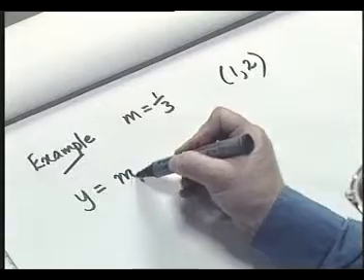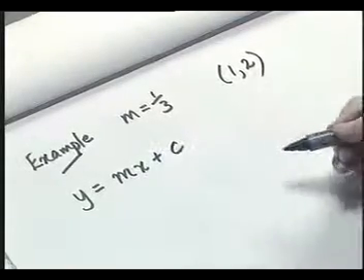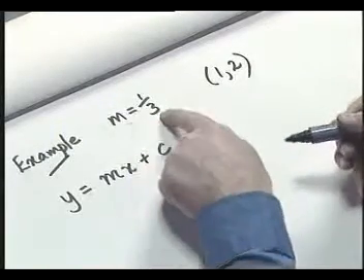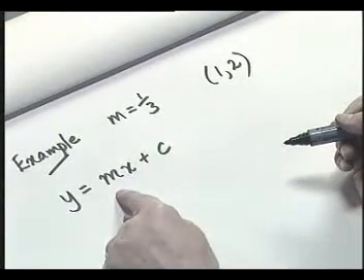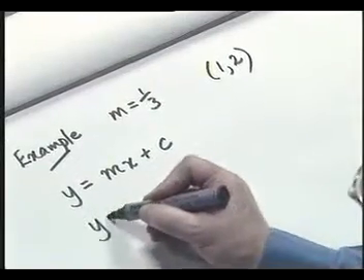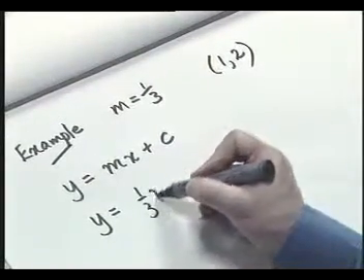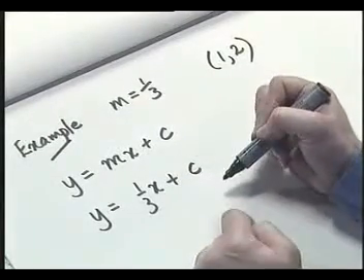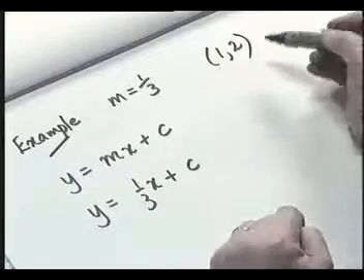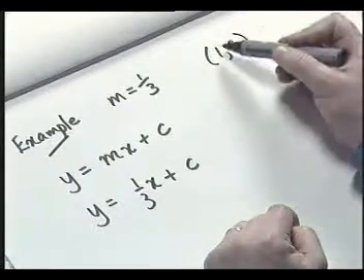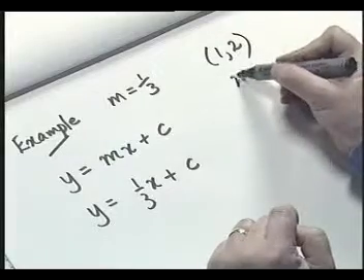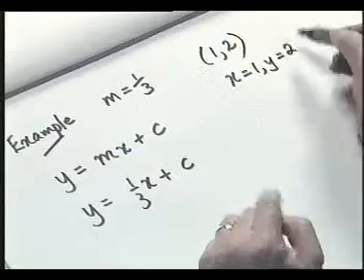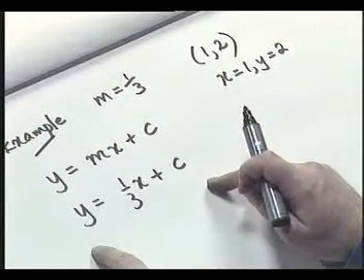Start with our general form, y equals mx plus c, and we'll put in the information that we already know. We know that the gradient m is a third, so we can pop that in here straight away. We don't know the vertical intercept. We're going to have to do a bit of work to find that. But what we do know is that the line passes through this point. What that means is that when x is 1, y has the value 2.